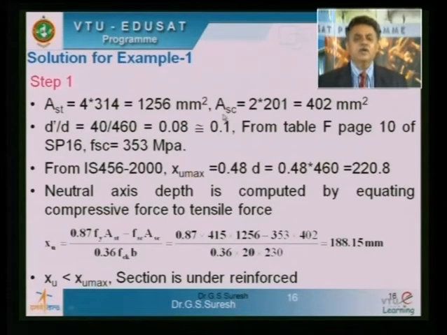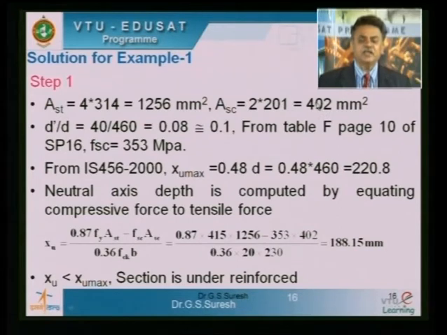Try to recall what I had told you in the previous class. For different diameter of bars, I had told you the area is pi by 4 d squared. For 20 mm dia, the area I had written on the board as 314. 4 into 314 gives you 1256 mm squared. ASC, that is two bars of 16 mm, one 16 mm dia bar has an area of 201, so it is 402 mm squared.